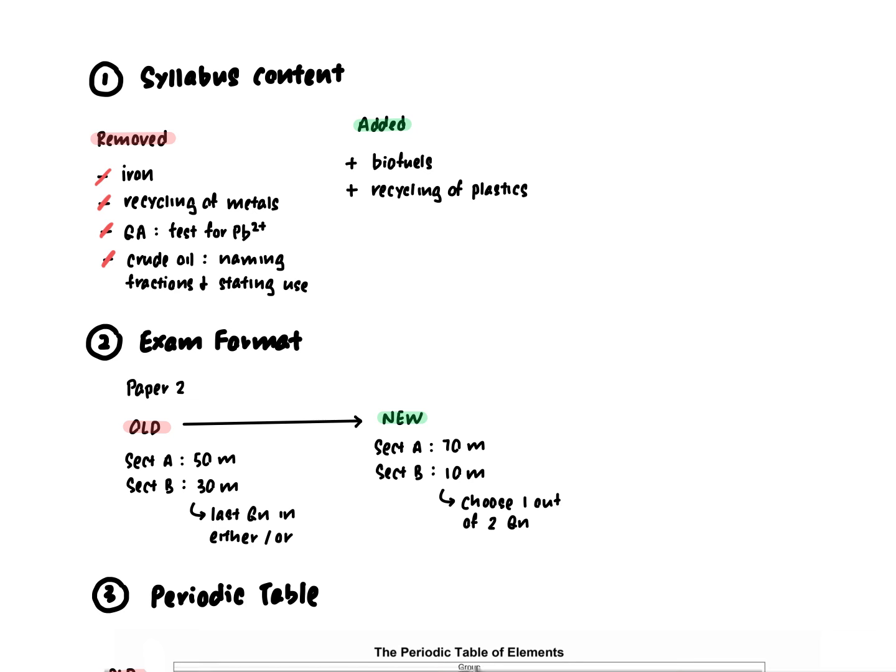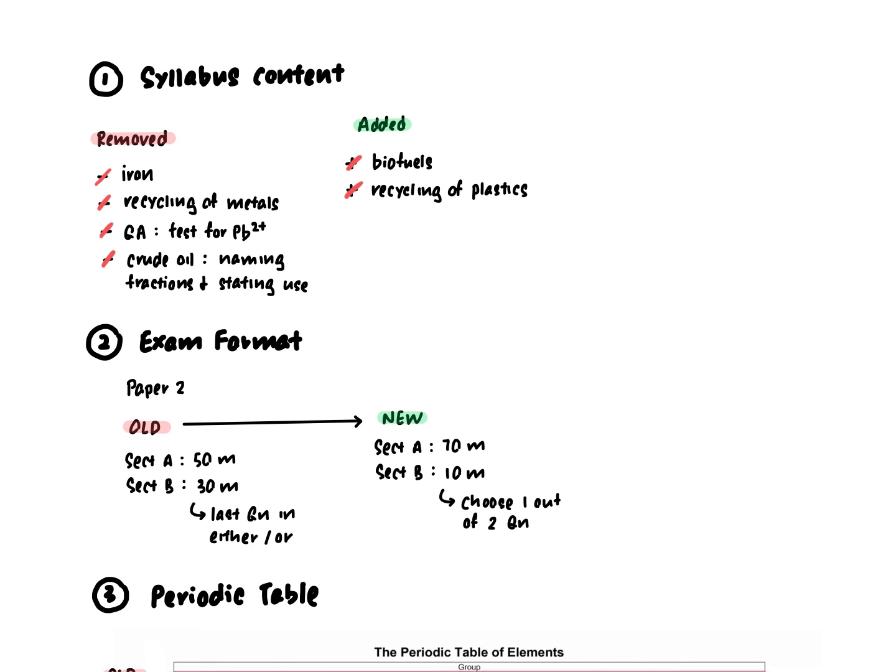There was also some content that was added in the form of biofuel, or specifically bioethanol, which is obtained from sugarcane, and how it is a renewable and more sustainable fuel, or a carbon neutral fuel. Then there's this part on the recycling of plastics as well. So we learn that plastics can be depolymerized in the form of hydrolysis of polyesters. So these are some of the changes to the syllabus content.